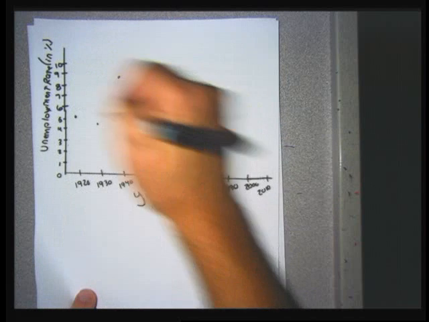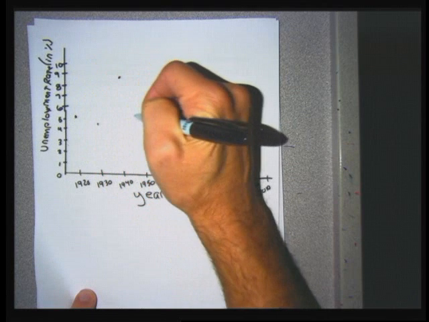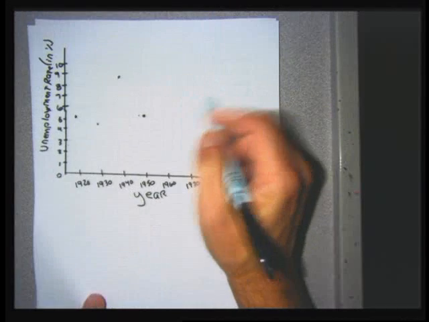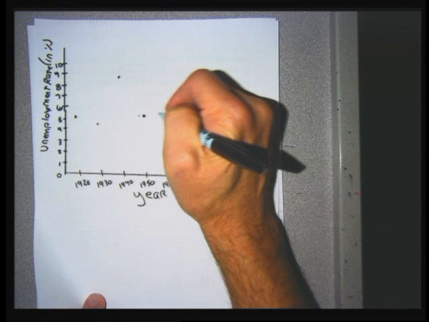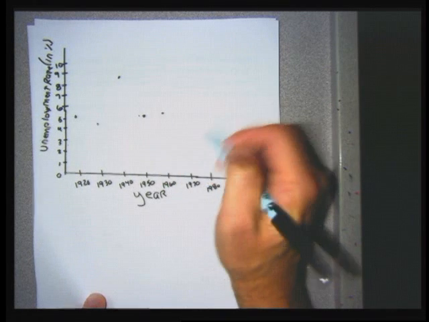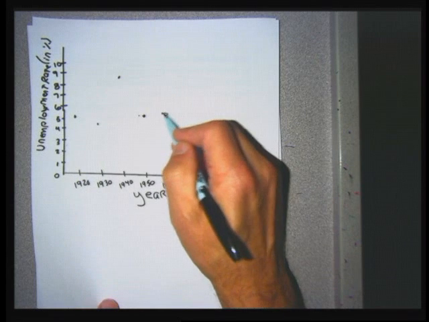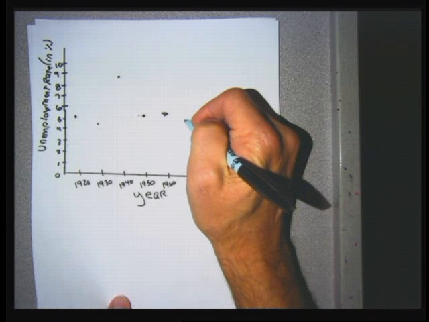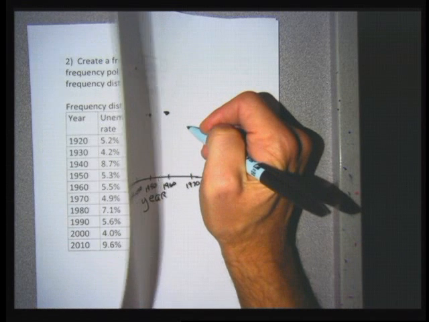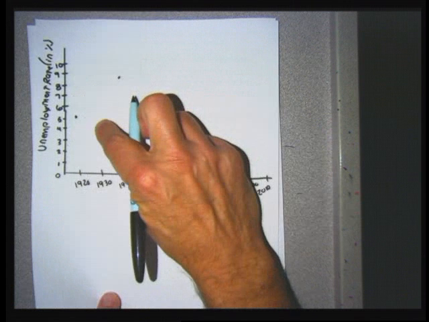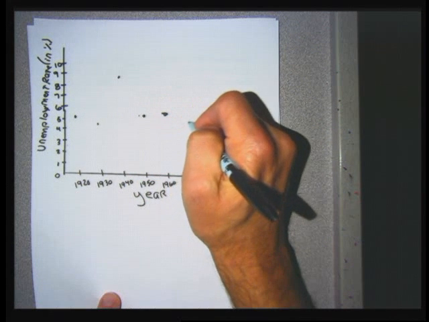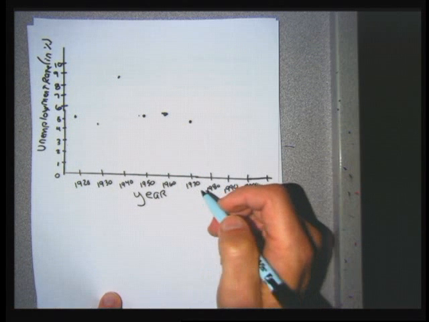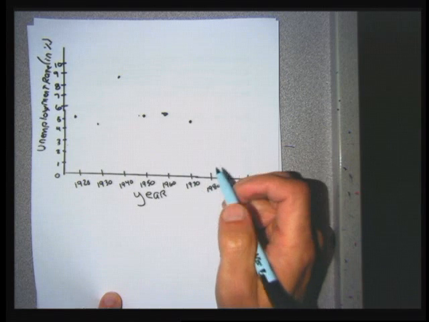1950, 5.3%, should be a little bit higher than that, and it should be above the 1950. 1960, 5.5%, so it should be just a little bit higher than that, but lower than 6, and above the 1960. 1970, 4.9%, which is higher than this 4.2%, so best I can. This is not rocket science when you don't have any grid paper. You're just kind of estimating where the points go.